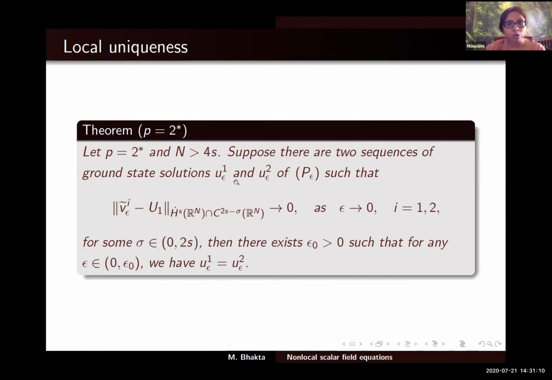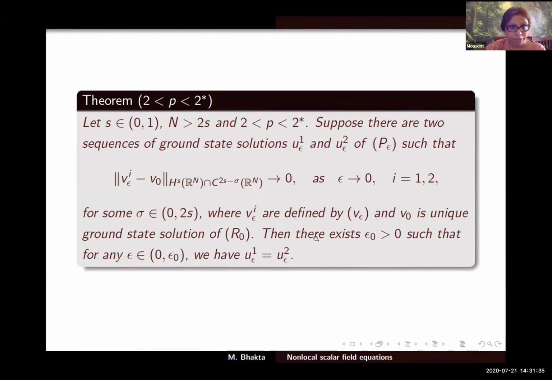So we prove that if you take two ground state solutions which have the same asymptotic behaviors, that is, with the same rescaling, they go to the Yamabe solution of the Yamabe equation, then we prove that this U epsilon 1 and U epsilon 2 have to be the same when epsilon is in this interval. There is a small epsilon naught below which they have to be the same. And the same thing we prove for the subcritical case as well.